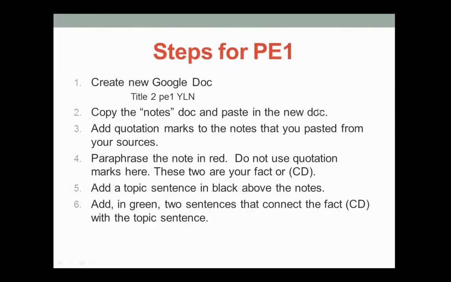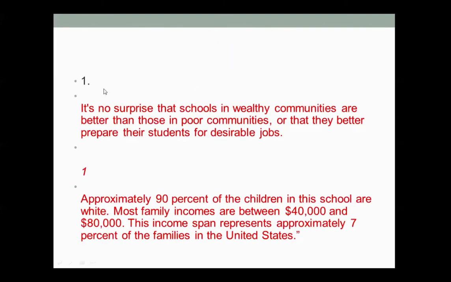So we've gone through these steps, and this is what our new Google Doc PE1 looks like. It has 2 quotations in it. But notice there are no quotation marks. These things were copied and pasted directly from articles, and so not only are these ideas not yours, neither are the words. So we have to put these in quotation marks.